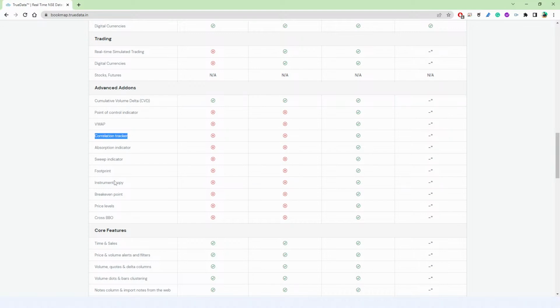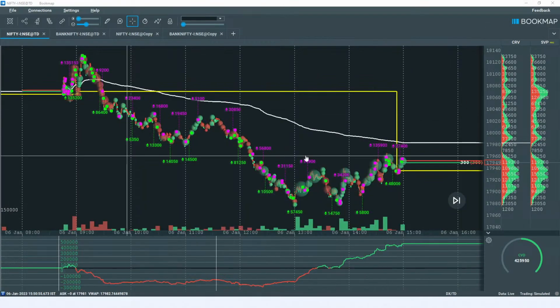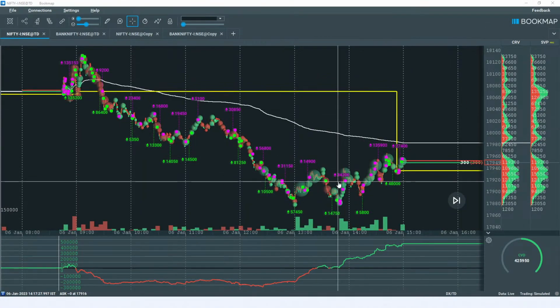Today I haven't discussed the correlation tracker. The point of control we have discussed. Cumulative volume delta I haven't discussed, so maybe I'll try to discuss it in some other session. So try to keep attending all the sessions, and you'll be able to learn many things with respect to the dynamics of the market.